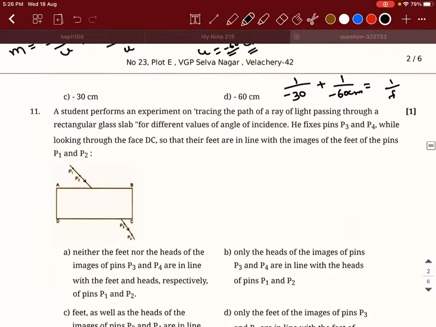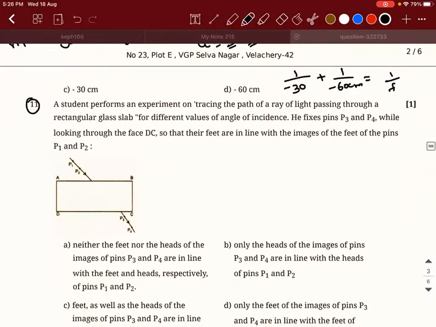Okay. 11th. A student performs an experiment on tracing the path of a ray of light passing through a rectangular glass slab for different values of angle of incidence. He fixes pins P3 and P4 while looking through the face DC so that their feet are in line with the images of the feet of pins P1 and P2.